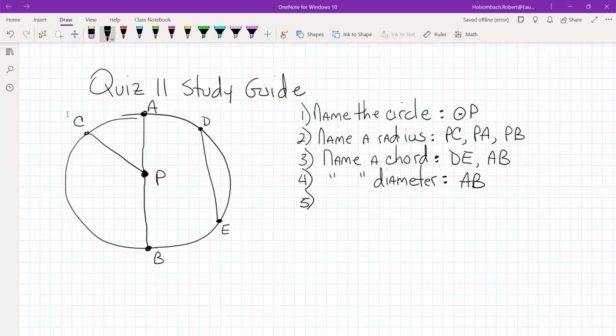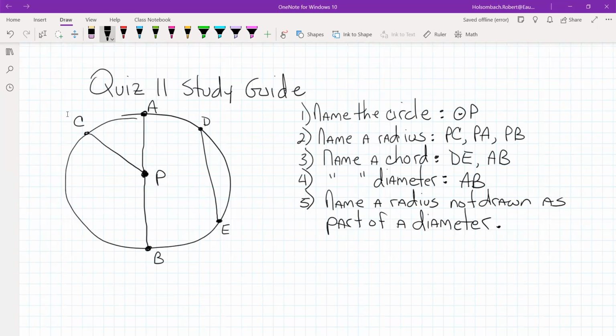Number 5, name a radius not drawn as part of a diameter. PA was a radius and PB was a radius, but they're both part of the diameter AB. So the radius that's not drawn as part of a diameter is PC.